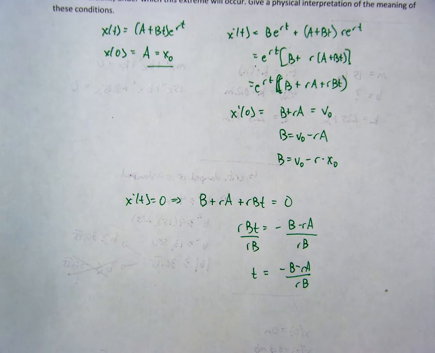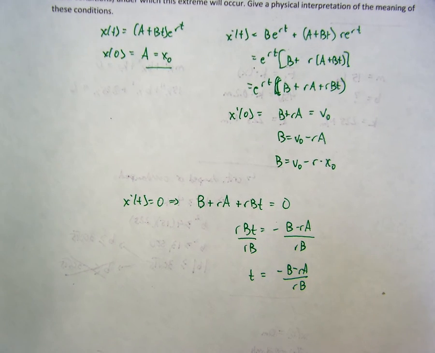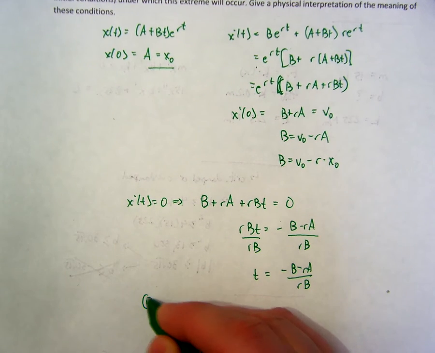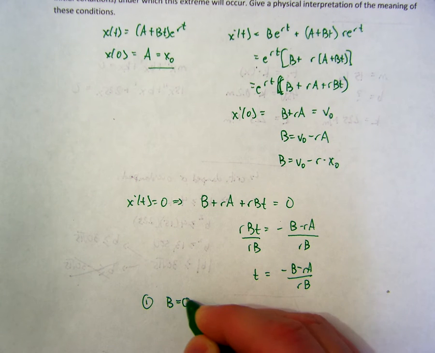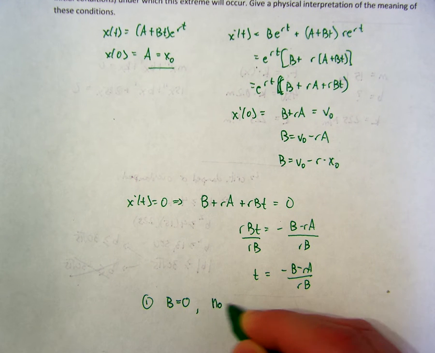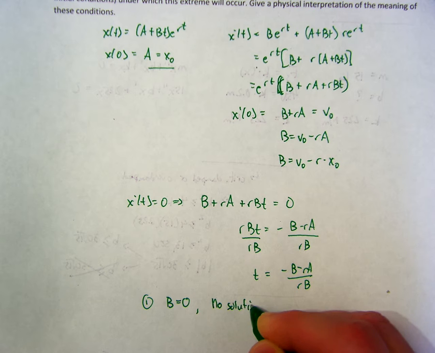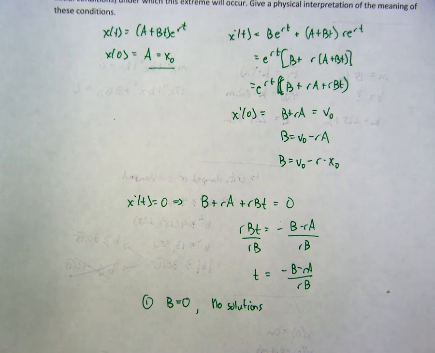We can plug in what those values are equal to from our initial position and initial velocity, but the one relevant point I want to mention here is, of course, if b itself is 0, then this is impossible. So one possibility is if b is 0, then there are no solutions to this, right? There are no critical points, there's no relative extremes.